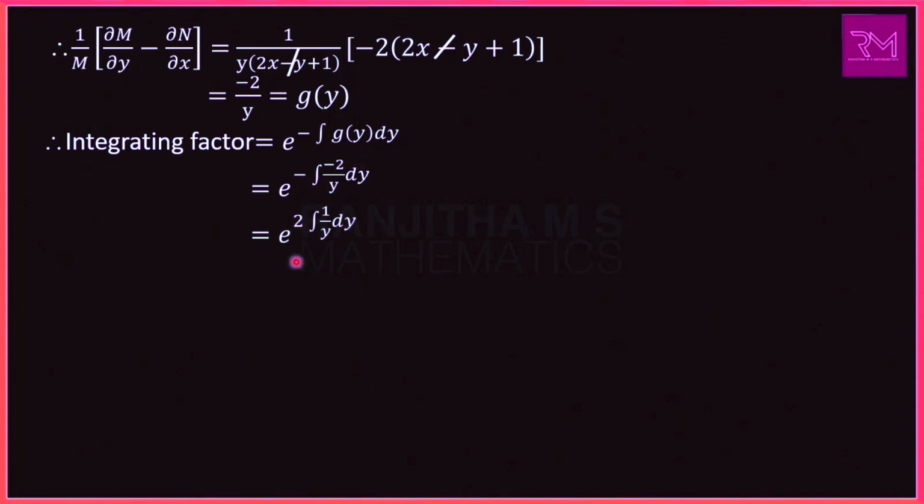Therefore, we get e to the power of 2 into integral of 1 by y into dy. This is of the form integral of 1 by x into dx. We know that integration of 1 by x into dx is log x, because integration and differentiation are inverse to each other. That is, differentiation of log x is 1 by x. Similarly, integration of 1 by x is log x. Therefore, here in the place of x we have y.